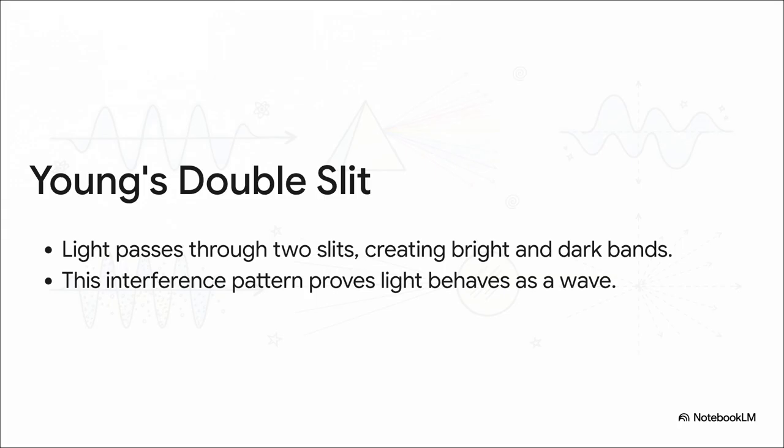Now, if light was just a stream of tiny particles, like little baseballs, you'd expect to see just two bright lines on the back screen, right? One for each slit, but that is not what he saw. Instead, he saw this bizarre pattern of many bright and dark stripes, and he realized this is an interference pattern. The bright spots were where the light waves from the two slits were adding up, constructive interference, and the dark spots, that's where they were canceling each other out. This was the moment, the smoking gun. It was absolute proof that light behaves like a wave.